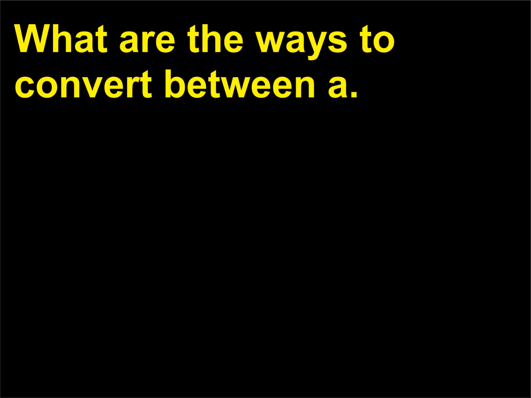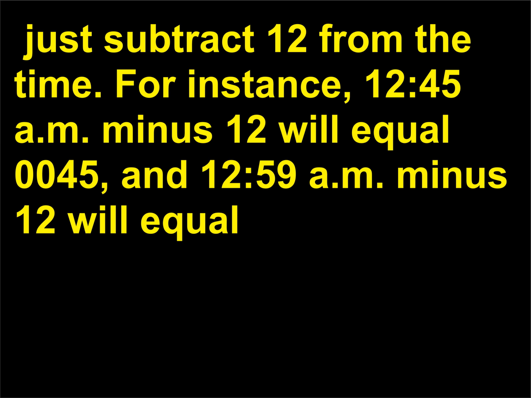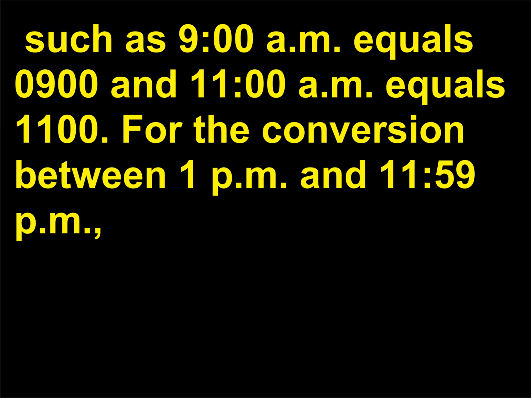What are the ways to convert between AM and PM and 24-hour time? When converting AM/PM to 24-hour time for the hours between 12 AM and 12:59 AM, just subtract 12 from the time. For instance, 12:45 AM minus 12 will equal 0045, and 12:59 AM minus 12 will equal 0059. Times between 1 AM and 12:59 PM are a straight conversion, such as 9 AM equals 0900 and 11 AM equals 1100.